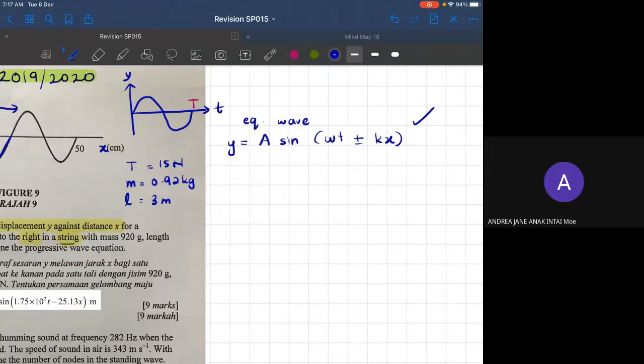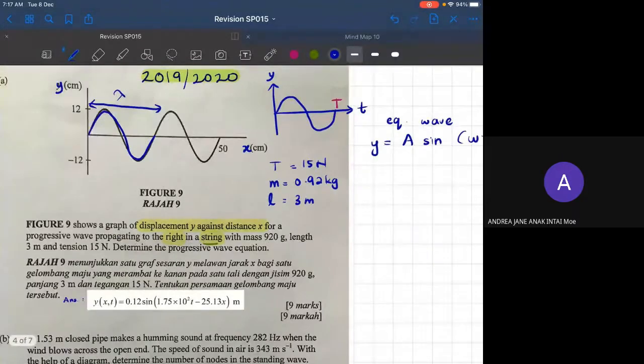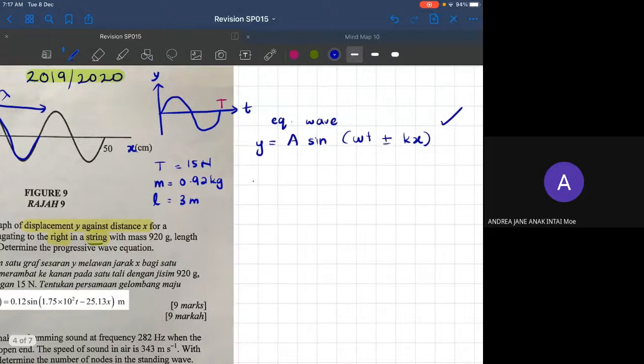From the graph, you already know the amplitude. This is the amplitude, no need to multiply by 2, because this is not a standing wave, this is just one wave. So our amplitude is 12 centimeter, and if we convert to meter, I want it to be in meter, 0.12 meter. So we know y is equal to 0.12.